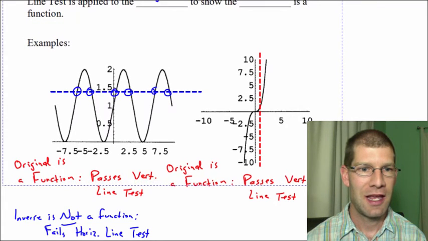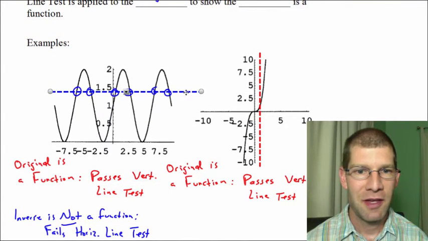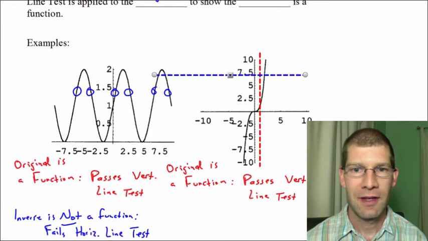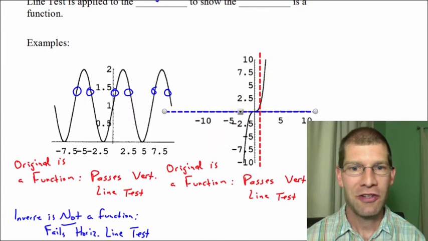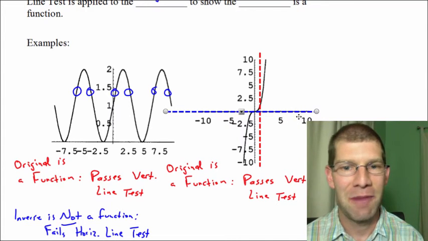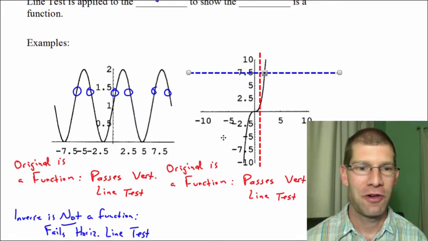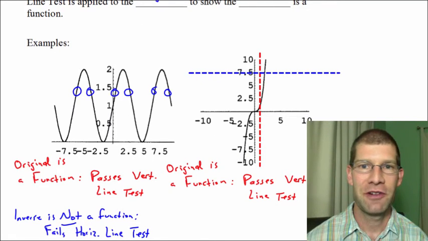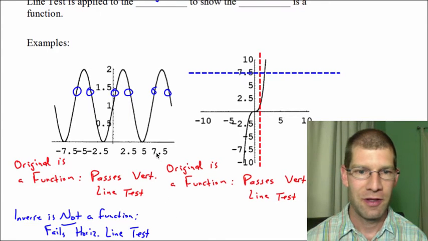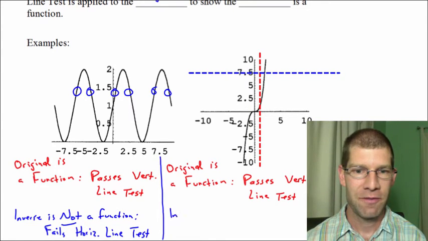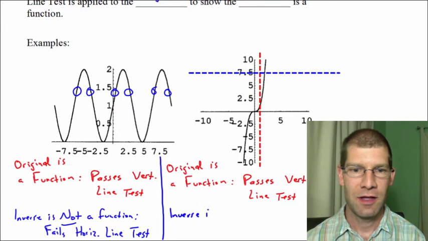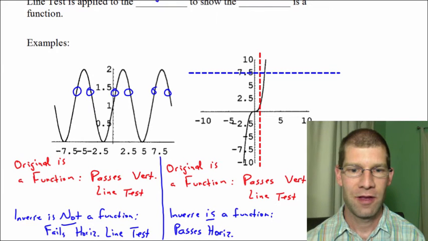Then we could do that same thing with my blue line. Does a horizontal line hit it more than once? It looks like it gets horizontal, but if you're looking at an odd power function, you know that it won't. So this here looks like it passes that horizontal line test. So then we could say the inverse is a function. That's because it passes the horizontal line test.